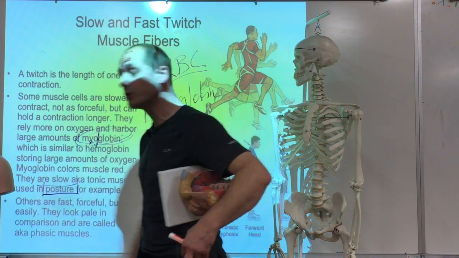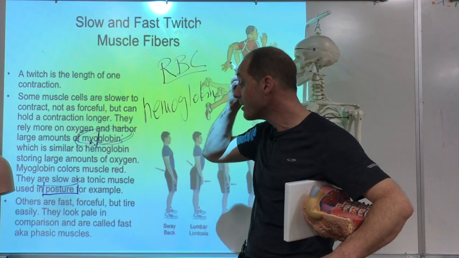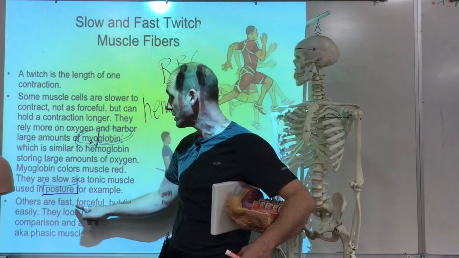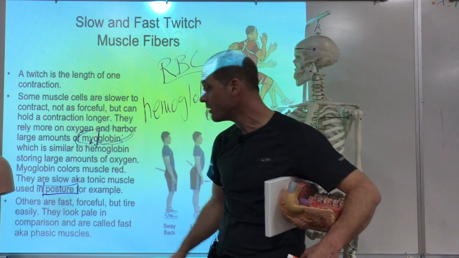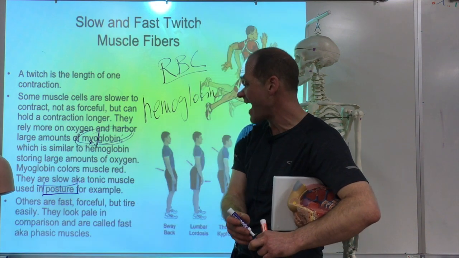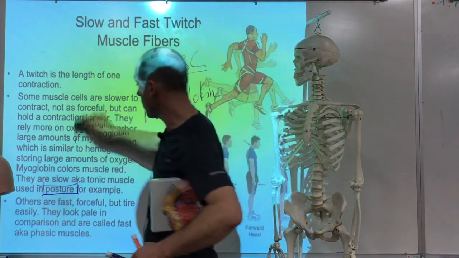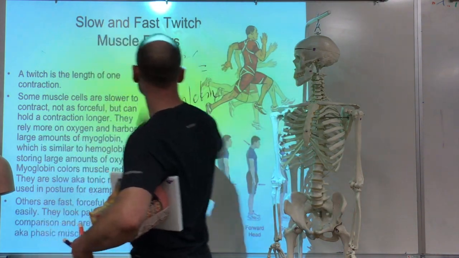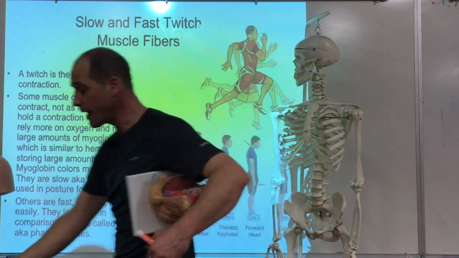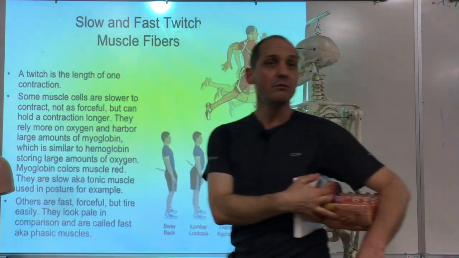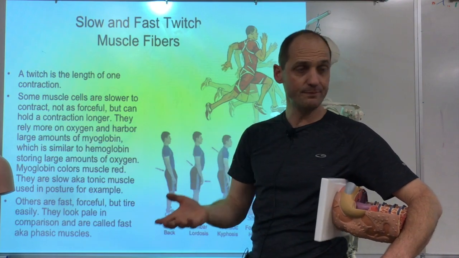So they're slow to contract, but they can hold the contraction for a long time. On the other hand, fast, forceful contractions tire easily. They look more pale in comparison and are called fast or phasic muscles. And so for our purposes, the most important piece here is that we have different types of muscle. They all work the same. They just have a little different energy metabolism going on with it.